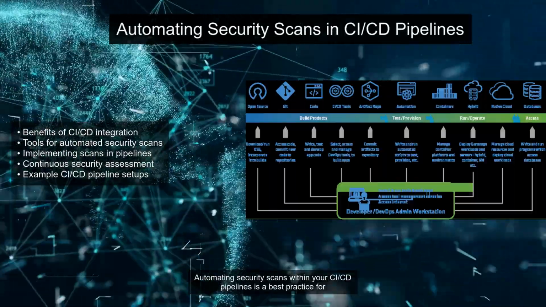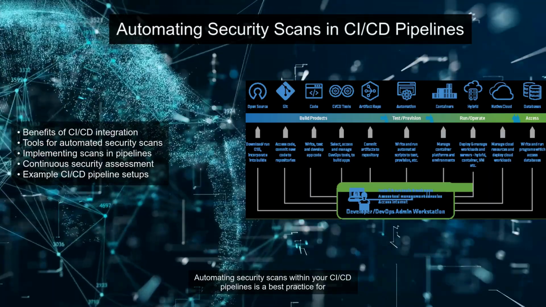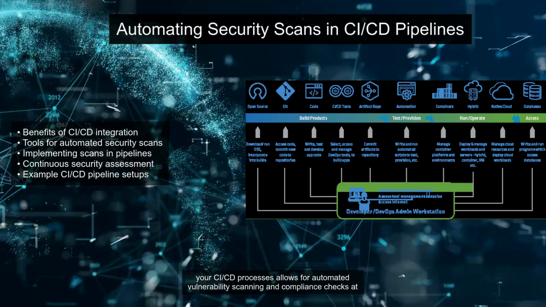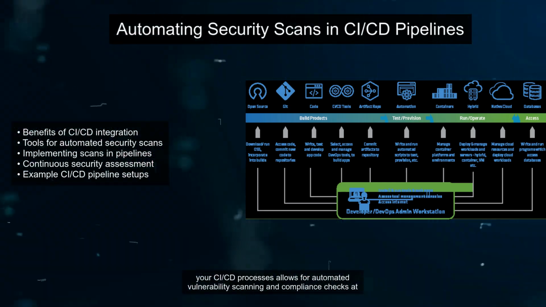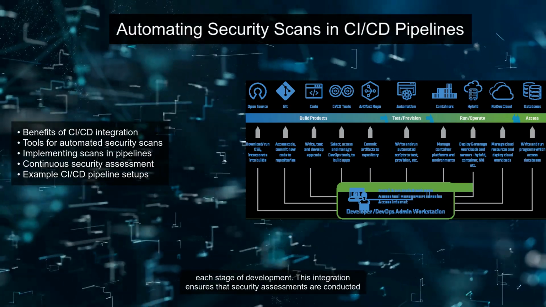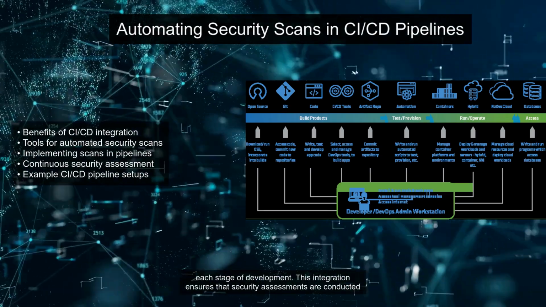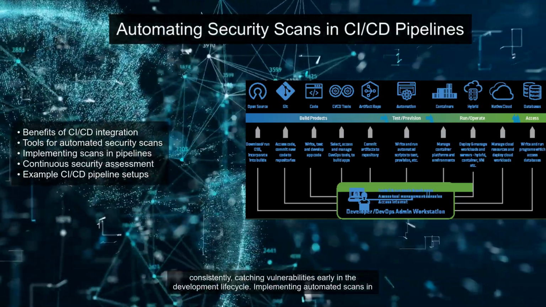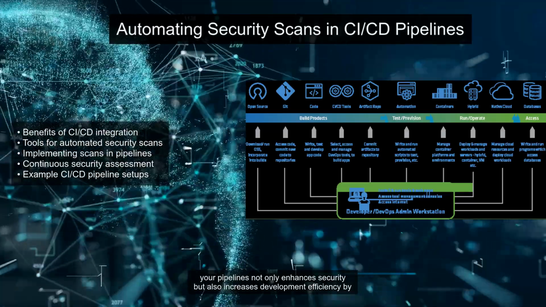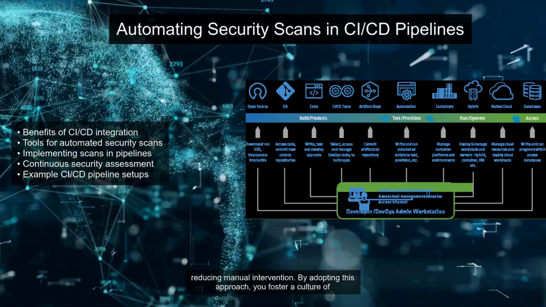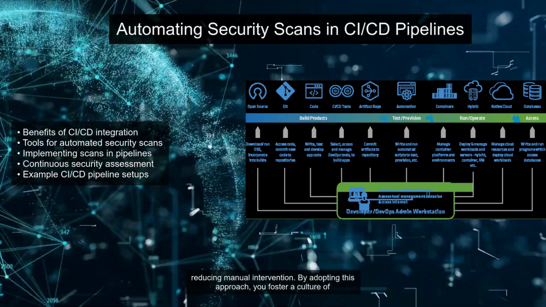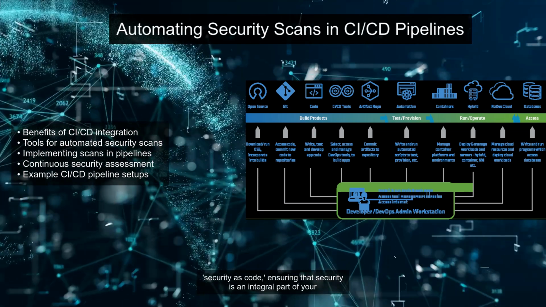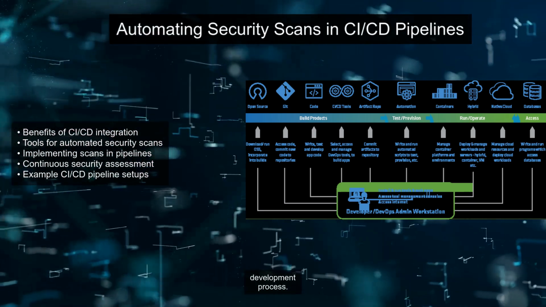Automating security scans within your CI/CD pipelines is a best practice for maintaining continuous security. Integrating tools like Snyk, Aqua Security, and Clair into your CI/CD processes allows for automated vulnerability scanning and compliance checks at each stage of development. This integration ensures that security assessments are conducted consistently, catching vulnerabilities early in the development lifecycle. Implementing automated scans in your pipelines not only enhances security but also increases development efficiency by reducing manual intervention. By adopting this approach, you foster a culture of security as code, ensuring that security is an integral part of your development process.